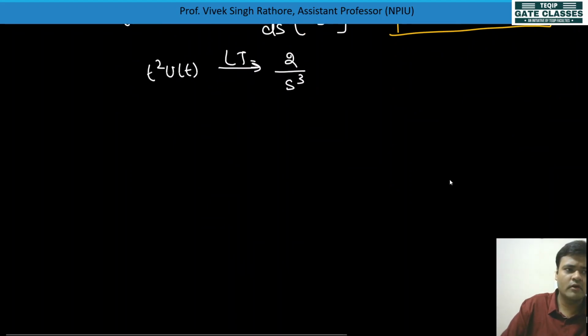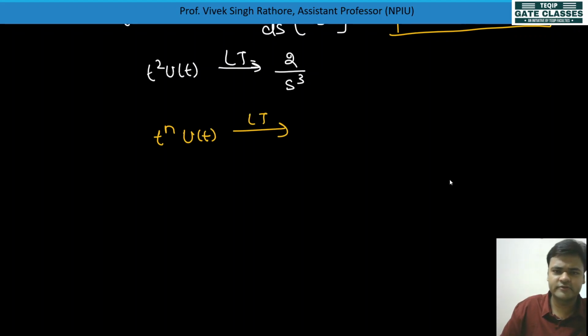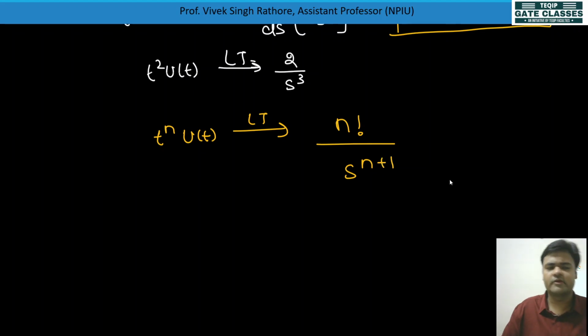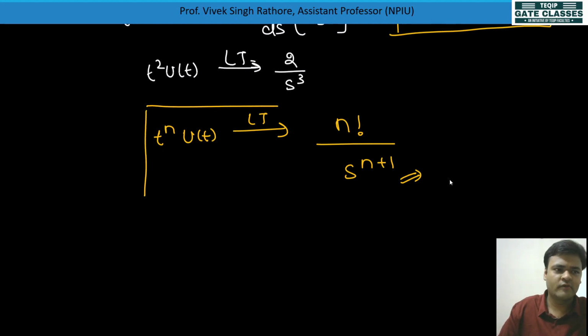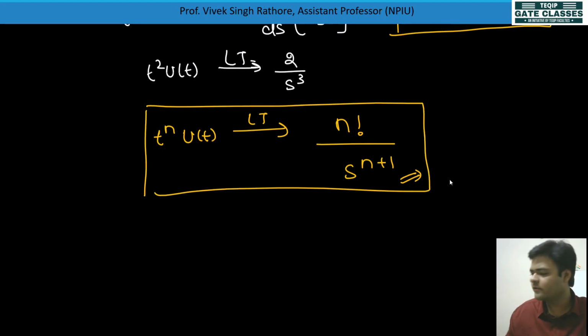If we go for the nth power of t into u of t, what will you get? Because this is important, that's why we are seeing it. We will get n factorial over s to the power n plus 1. You can apply it here: for t square, 2 factorial is there, and in the denominator s to the power 2 plus 1, that is 3. This expression is the final expression for t to the power n into u of t.